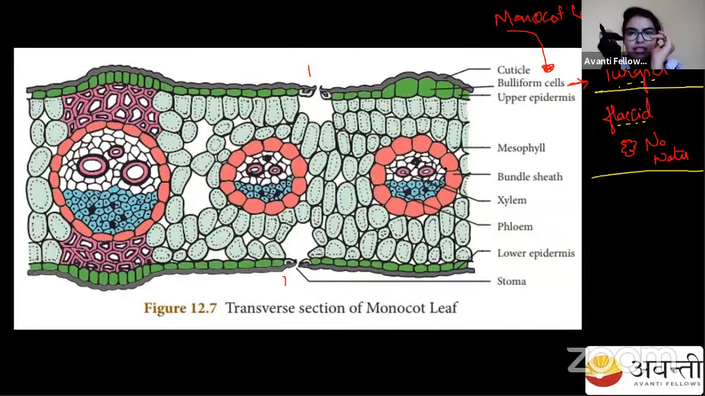When the bulliform cells are turgid, the leaf will be completely open like this. When the bulliform cells are flaccid, meaning shrunken, the leaf will curl, so that it avoids the loss of water through transpiration or evaporation. That is the function of bulliform cells. These are special large cells present in the epidermis of the monocot leaf.